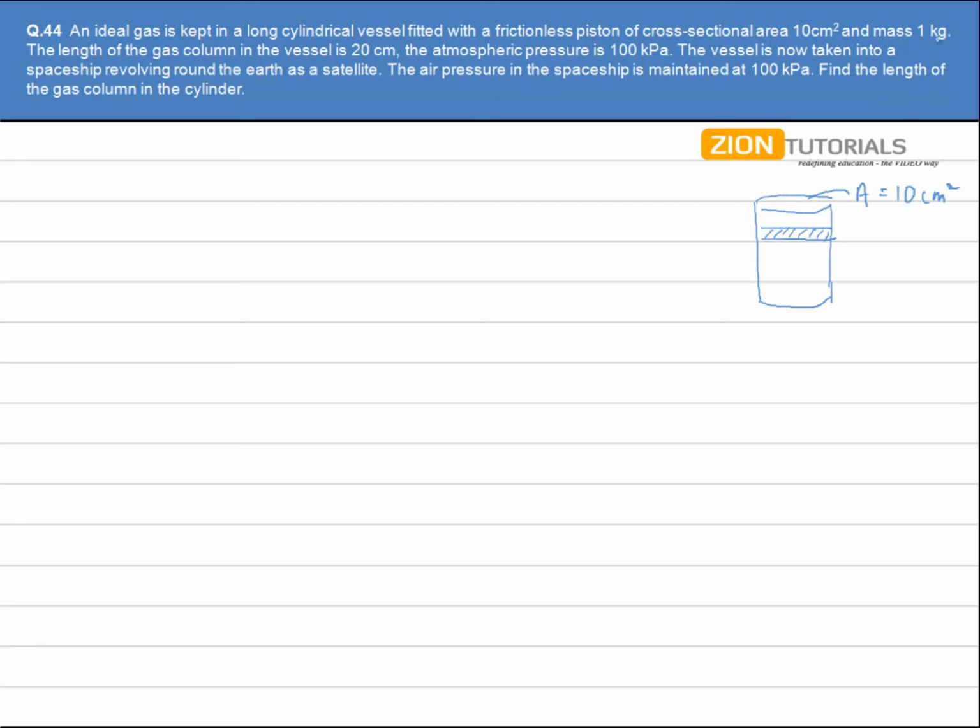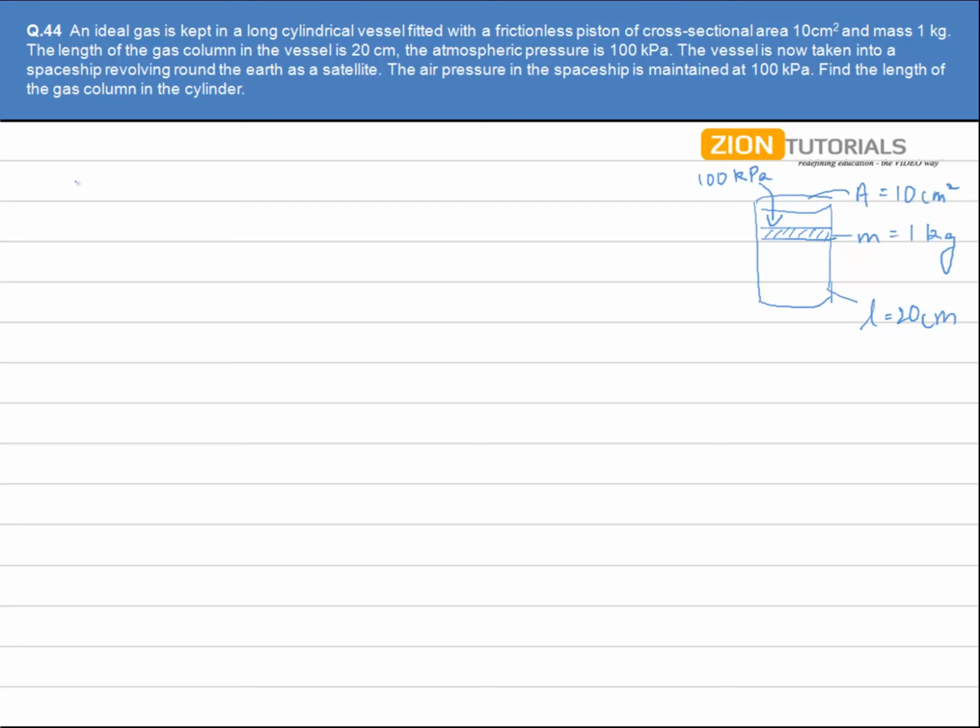And mass is 1 kg, right? M is 1 kg. Now the length of the gas column in the vessel is 20 centimeter. L is equal to 20 centimeter, right? The atmospheric pressure is 100 kilopascals from outside, right? Now the vessel is taken into a spaceship revolving around a satellite. First of all, let's just note down all the things, right?